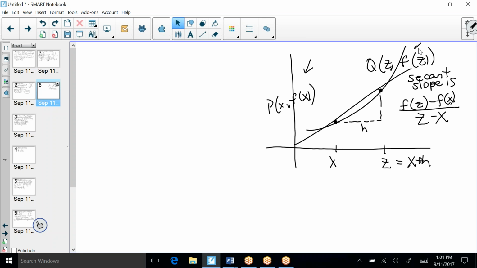P is this point, and P is on the graph of that curve, and it's also on the secant line that I drew. The secant line connects those 2 points. So it's on both of those. It's on the curve and the secant line. All right, so let's go back.